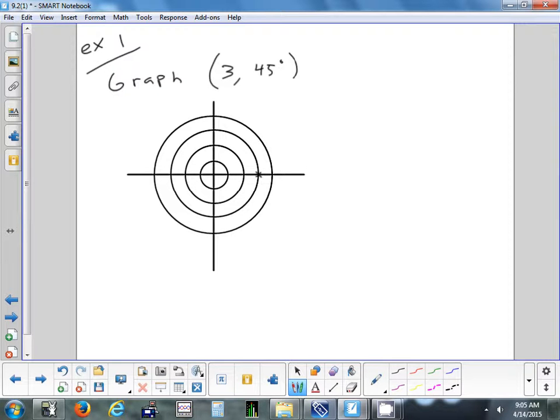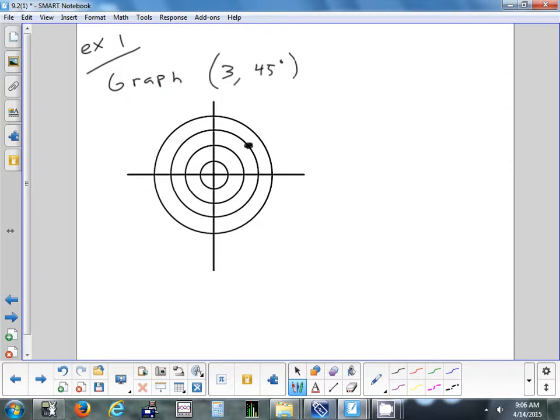Now I have to move 45 degrees. Justin, in this case, I'm going to go 45 degrees which way? Counterclockwise. Right, so that's going to be like that. And that's it. That's your answer.